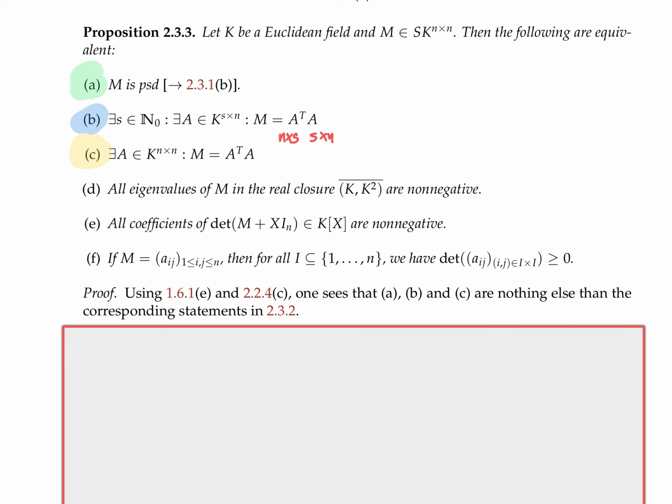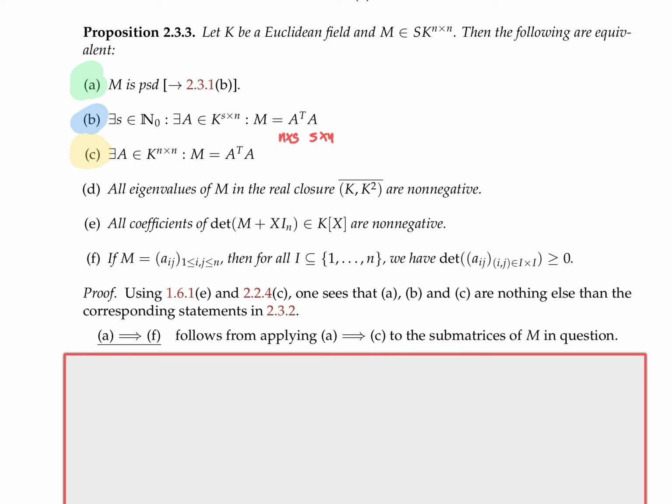So now we go from A to F. Well, now we have already proven here that A implies C, and I could apply this to submatrices of M, these principal submatrices. Because if M is PSD, it's clear that these principal submatrices are also PSD. Little exercise, very, very easy. Okay.